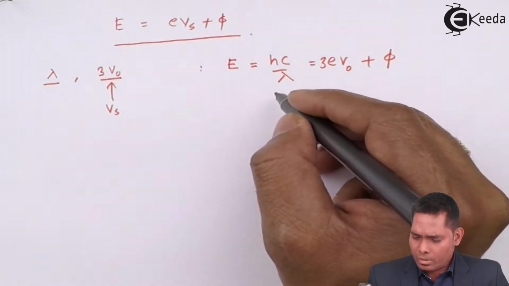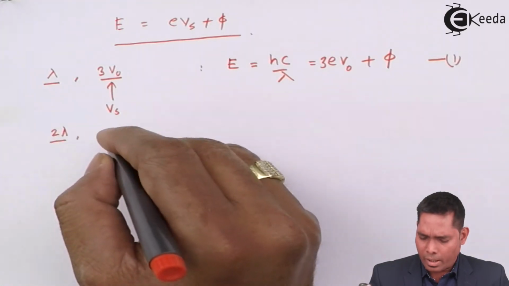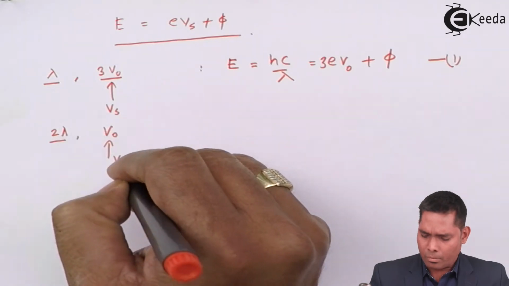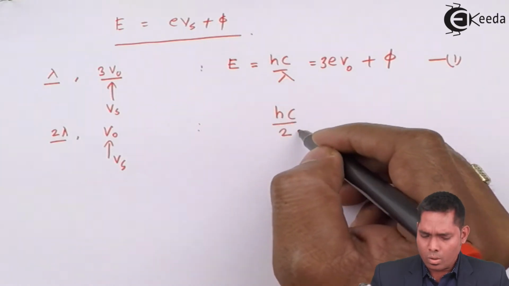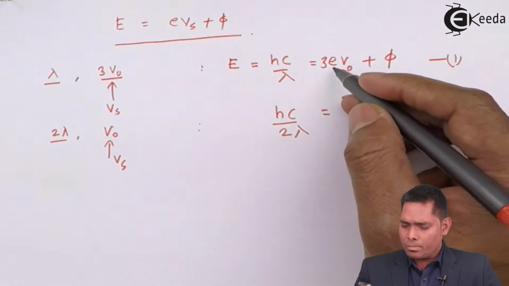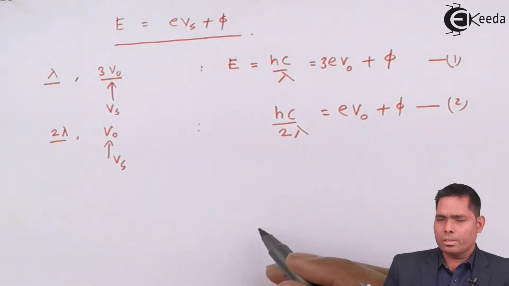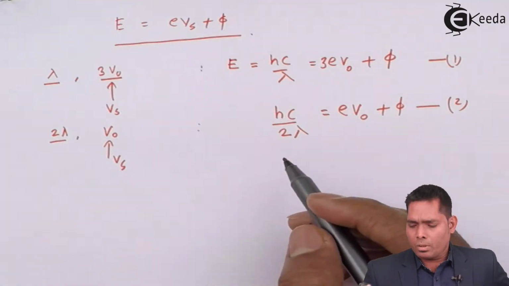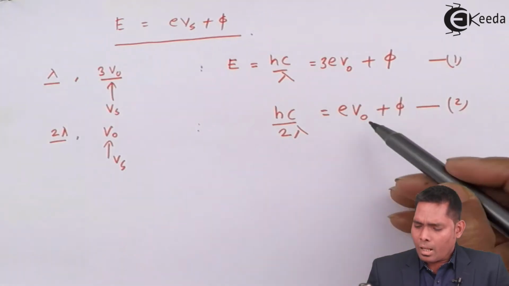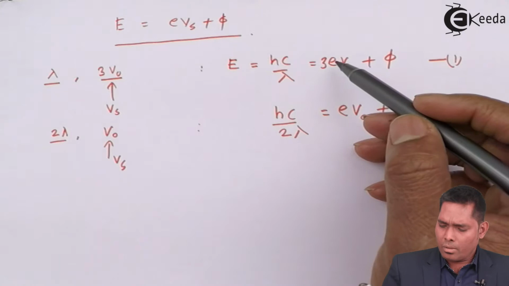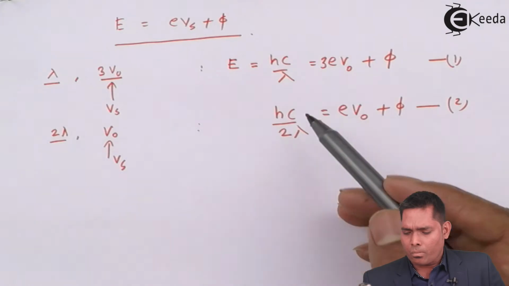I have another equation. This is one. Another equation when light of 2 lambda is used and stopping potential is becoming V naught. In that case, this is hc over 2 lambda equals eV naught plus phi. The work function of the metal is not going to change with different wavelength of light being used. So from here, I have to eliminate this V naught, then I have to multiply 3 and subtract from 1.